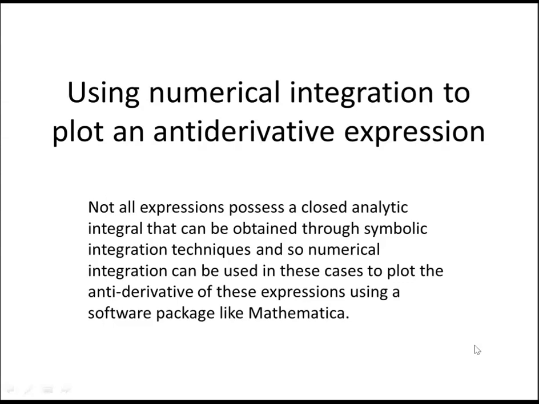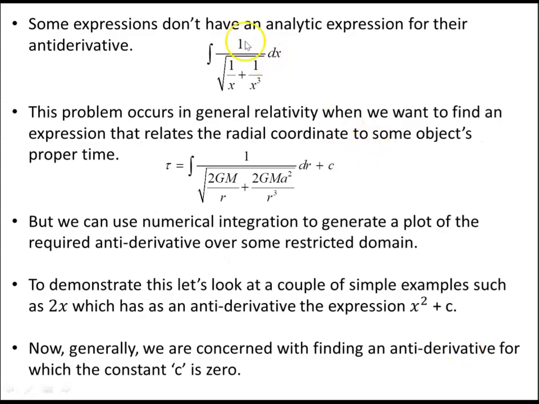So it's the plot of the antiderivative that I'm after, given that symbolic techniques may not be available for a particular expression. Now, some expressions don't have a closed analytic expression for their antiderivative. This is one of them. It is possible to find an object, but it's very complex and difficult to plot. It has an imaginary part to it and so on.